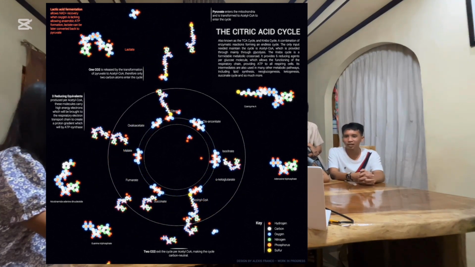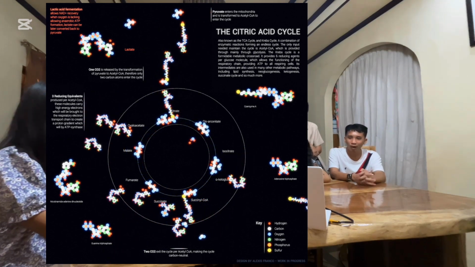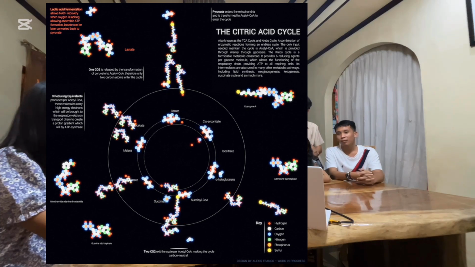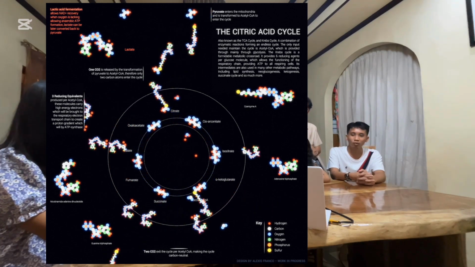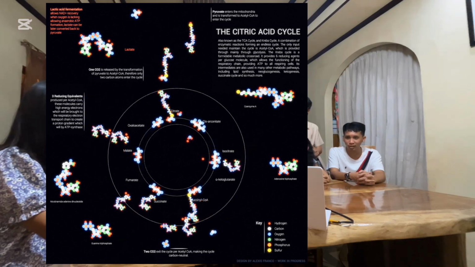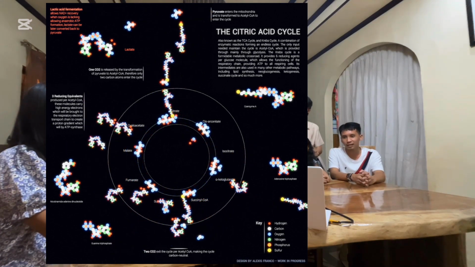Overall, each turn of the Krebs cycle produces 2 carbon dioxide molecules, 1 ATP or GTP molecule, 3 NADH molecules, and 1 FADH2 molecule. These products are then used in the electron transport chain to produce ATP, the primary energy currency of cells. So that's the process and step by step of this Krebs cycle.